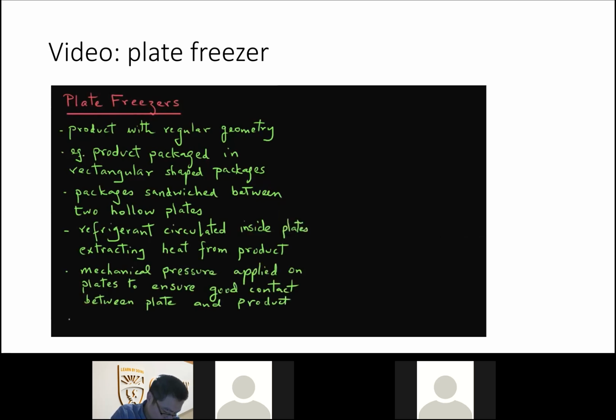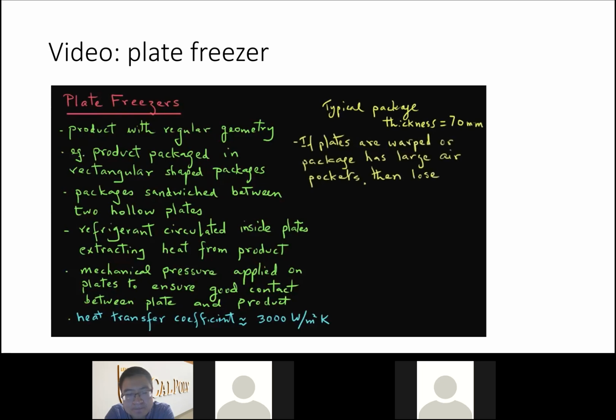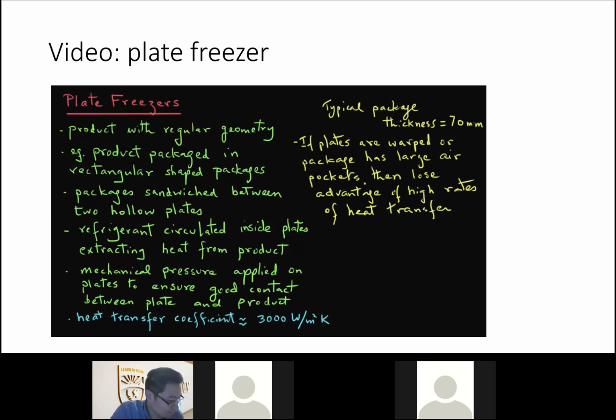In this type of freezer, because of the excellent contact between the plate and the product, we get high heat transfer coefficients, around 3000 watts per square meter Kelvin. Now the package must be thin, and a typical package thickness is usually less than 70 millimeters or 7 centimeters. If the plates are warped, or if the package has large air pockets, then one loses the advantage of high rates of heat transfer because of either not a very good contact between the package and the plate, or considerable airspace within the package.